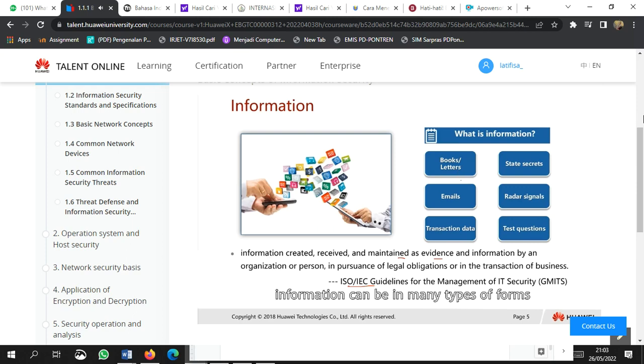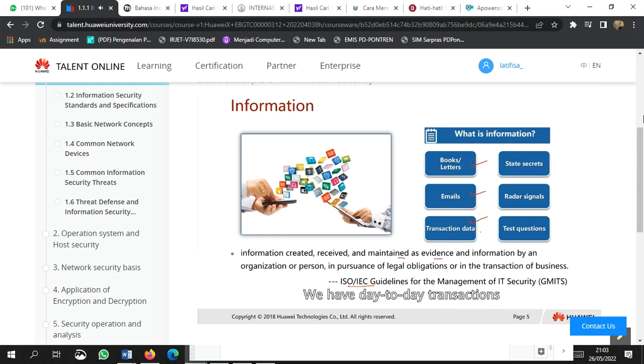Now, as we know, information can be in many types of forms. We could have information as in books or maybe in letters. Right, and also email. I think everyone knows that every day we have tons of email. All these are information, and some of them are very important, some of them are very secretive, and maybe some of them could involve a legal issue, like for example the email together with the invoice and things like that. Transaction data, so this is absolutely important, right?